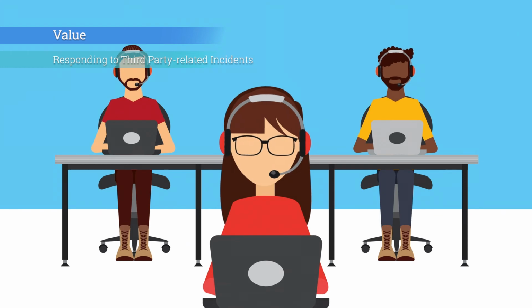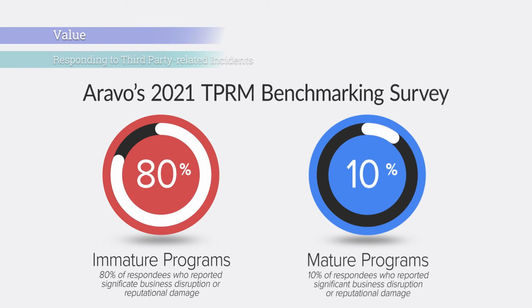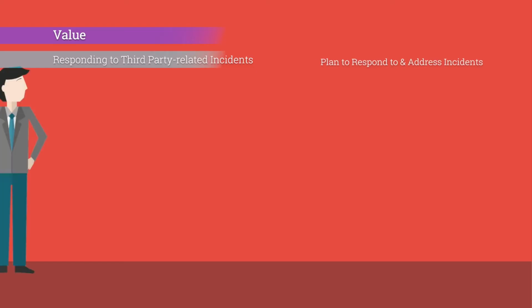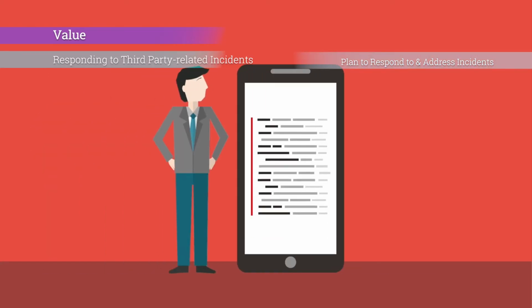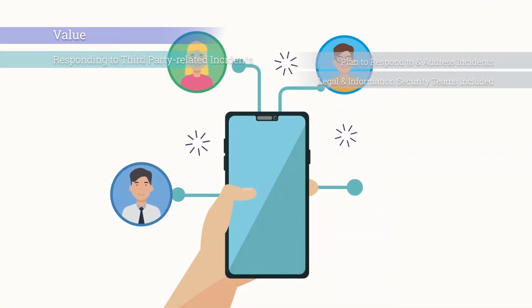Responding to third-party related incidents. Studies have shown that the more mature your program is, the less of an impact third-party incidents will pose to your organization. Ensure your program contains a plan to respond to and address third-party related incidents, and that your legal and information security teams are included within the plan.